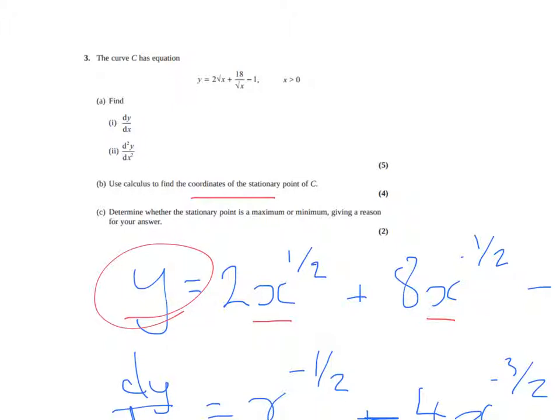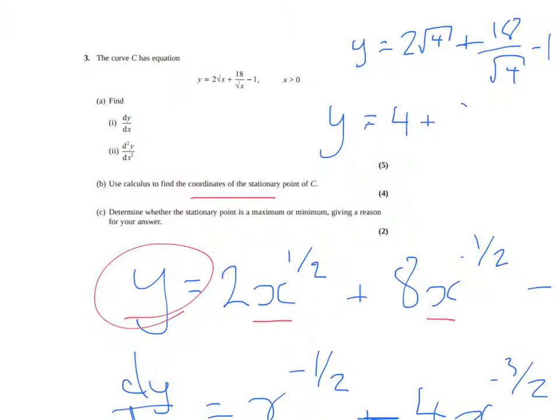Okay, so let me do it to the side here. So we've got y equals 2 times root 4 plus 18 over root 4 minus 1. So y equals 2 times root 4 is 2 times 2, which is 4, plus 18 over 2, which is 9, minus 1, which is 12. So the answer to this one is going to be 4, 12.